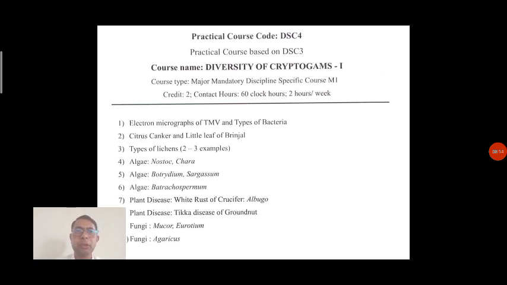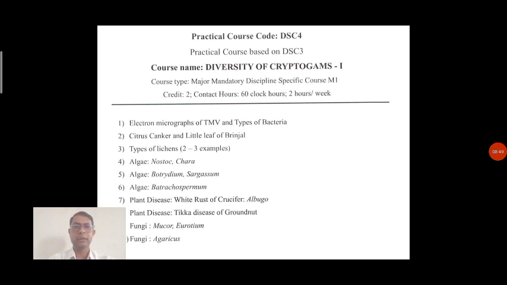So in this particular practical we are going to study the electron micrograph of TMV and types of bacteria. As we know, there is a special type of microscope that we call the electron microscope, and from this electron microscope we are going to study the micrograph or photograph obtained, particularly of TMV, tobacco mosaic virus, in our practical number 1.